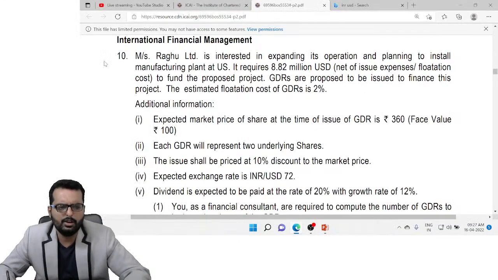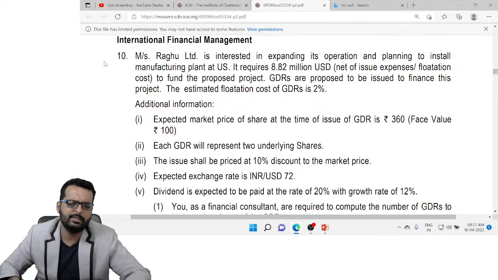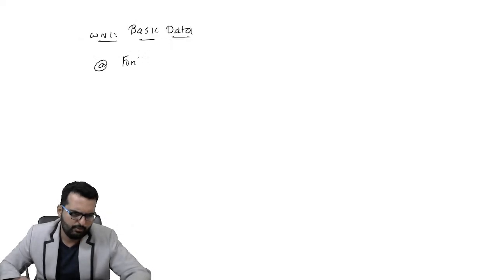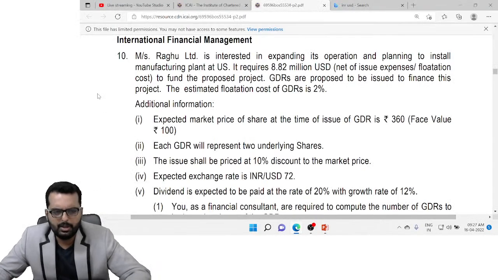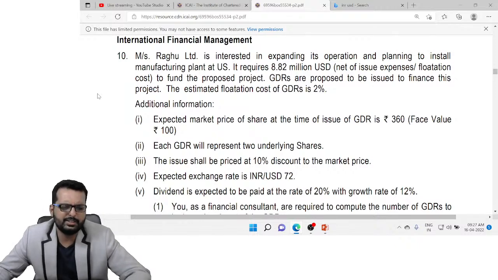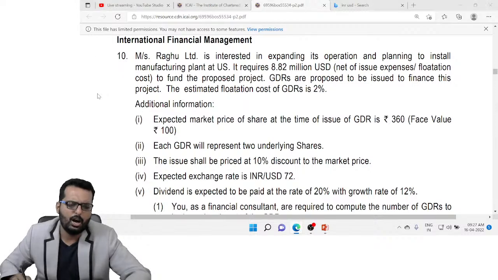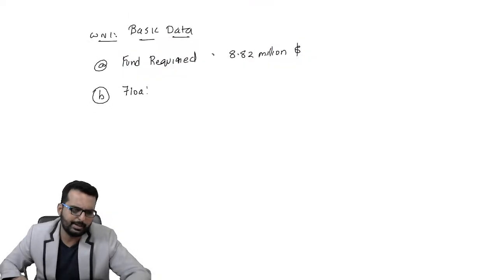Okay. So now here, Mr. Raghu wants to expand his operation. So he wants some more money. He requires $8.82 million. Fund required: $8.82 million is required. All right, net of issue flotation after everything in his hand, he needs how much? 8.82. All right. How much is the flotation cost that is expected?